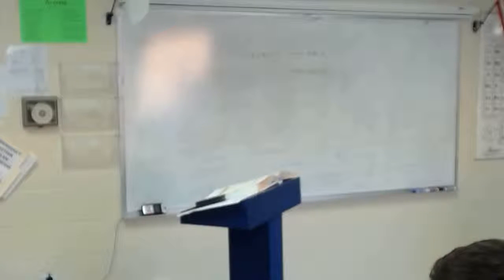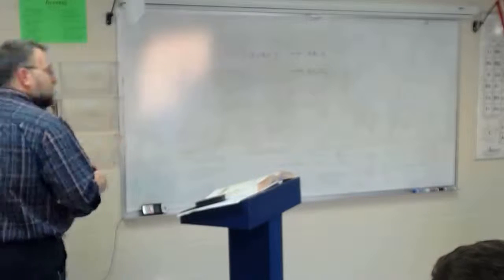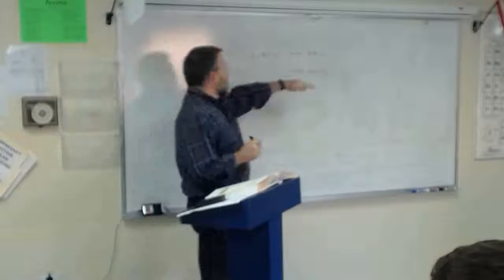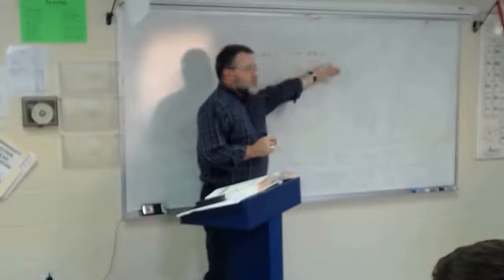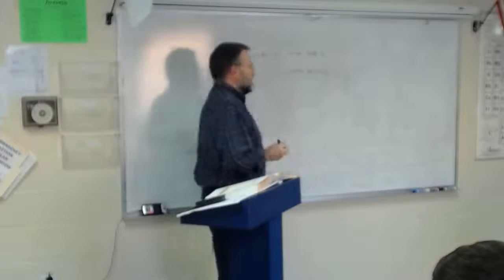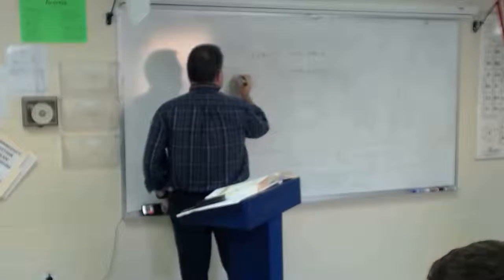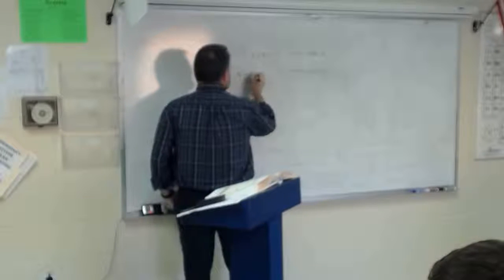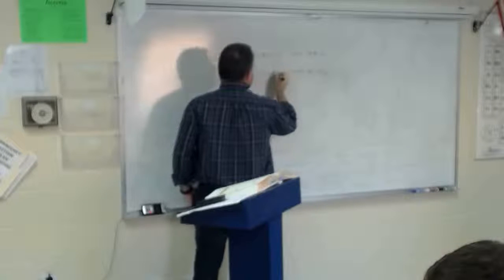Okay, since we're doing the formation reaction, we put the molecule we're trying to form at the head side of the arrow. We're forming that. So we must have the elements potassium, chlorine, and oxygen.